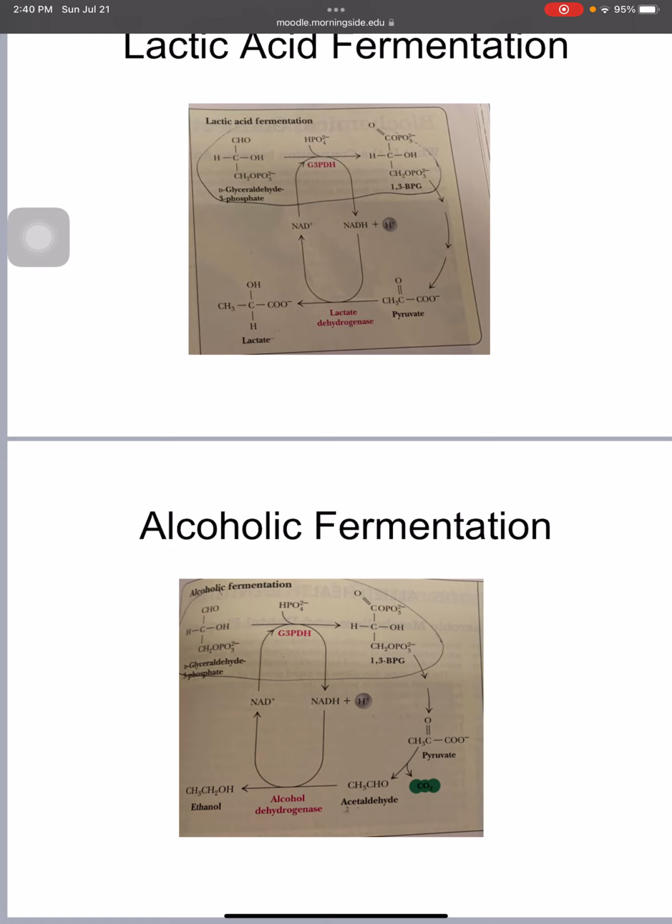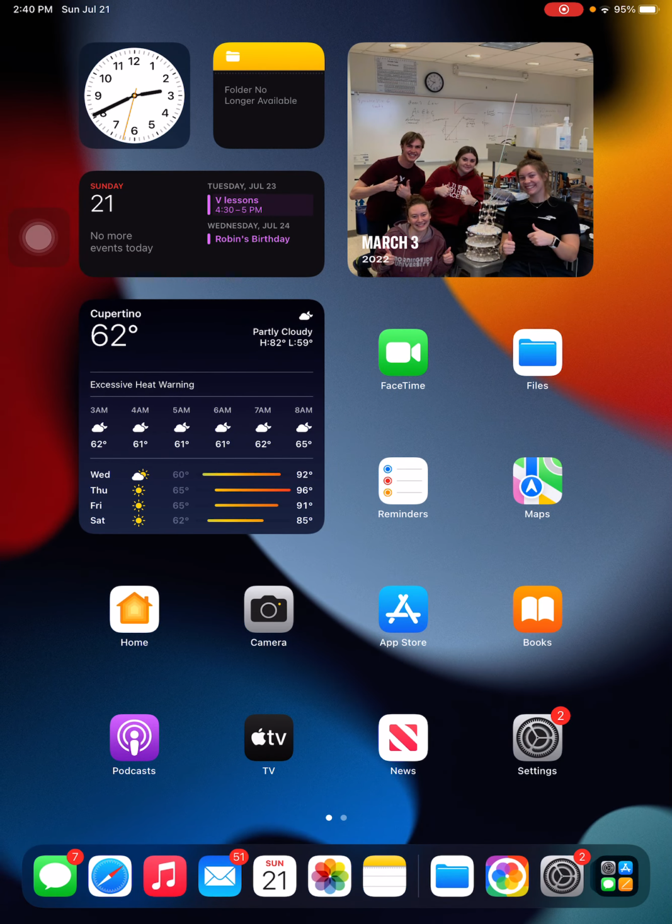And so, if you're going to be brewing a wine or brewing beer, this is the process that the yeast is undergoing, right? It's kind of similar to lactic acid fermentation, except for the fact it does involve an extra step as opposed to lactic acid fermentation.